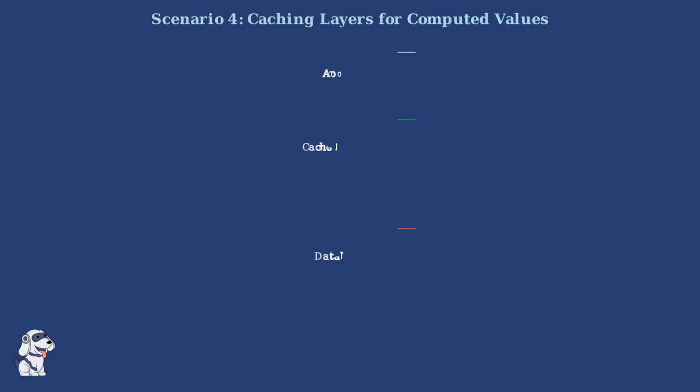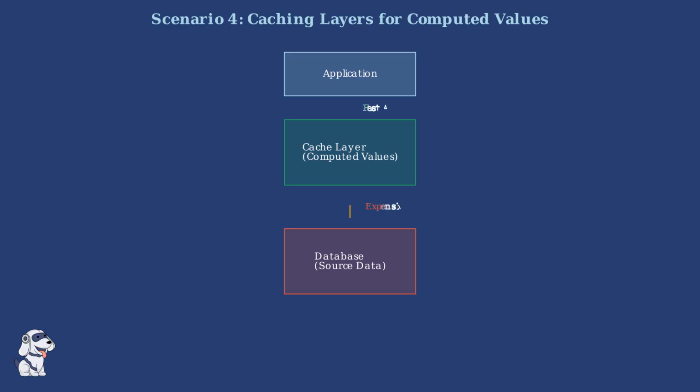Caching layers store frequently accessed computed values to avoid repeated expensive calculations. This form of denormalization is particularly valuable for complex mathematical operations, aggregations, or derived data that would be costly to recalculate on every request. Examples include storing calculated tax amounts, shipping costs, user reputation scores, or recommendation engine results. The cache layer acts as a denormalized buffer between the application and the normalized database structure.